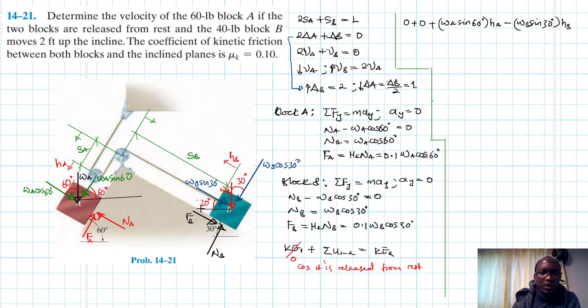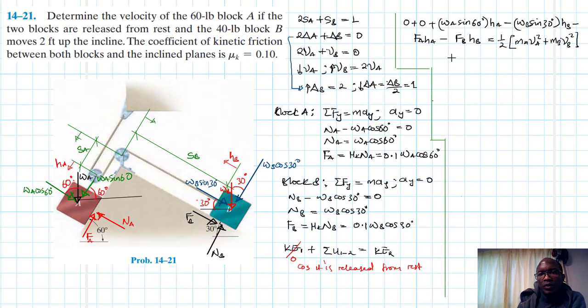And then the work due to the friction forces. Let's start with A. FA, that's negative. They're all going in the opposite direction. So that will be FA times HA. The same applies to B, it's in the opposite direction, FB, the friction force, times HB. And then this is equal to the final kinetic energy for both blocks. So we have half MA VA squared plus MB VB squared.